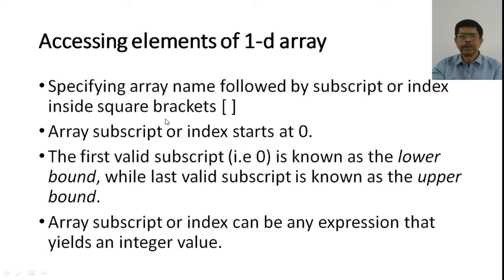Then how do you access the elements of a one-dimensional array? By specifying the array name followed by the subscript or index inside the square brackets. For example, if I want the first element, then I give 0, because the array subscript or index starts at 0. The first valid subscript 0 is known as the lower bound, while the last valid subscript is known as the upper bound. And an array subscript or index can be any expression that yields an integer value.